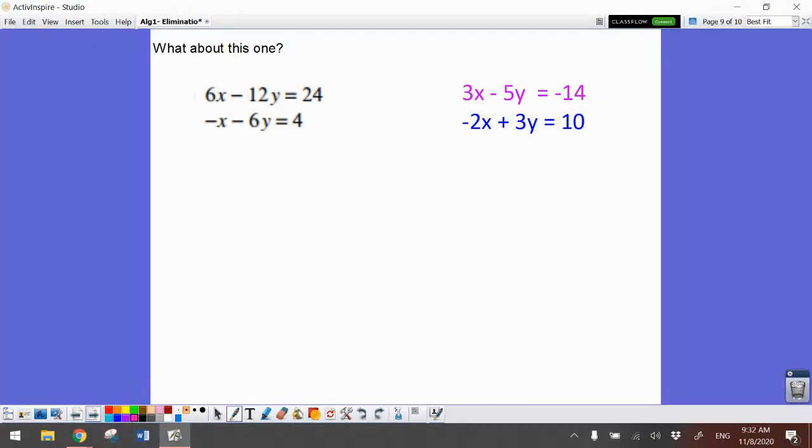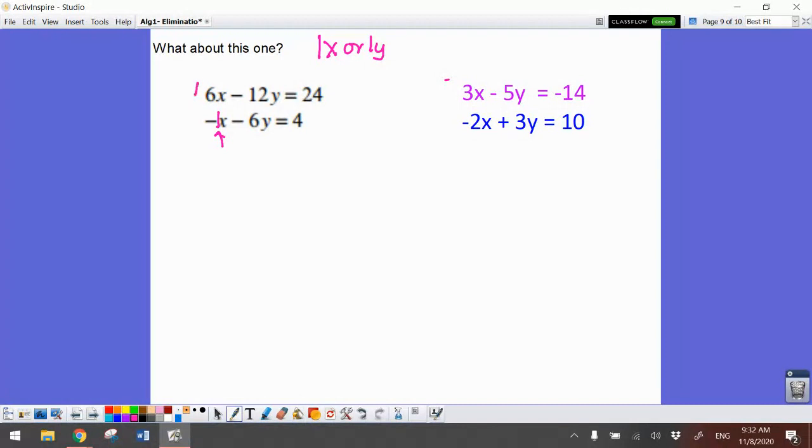So let's take a look at our numbers here. I have a 6x, a -12y, a 24, a -x, a -6y, and a 4. So the easiest thing to do is find a 1x or a 1y. That's the best thing to do, okay? And that will give me something to multiply easily to be able to create that additive inverse. And we'll talk about the second one in a minute where we actually have no 1x or 1y. So I see that here I have a -1 right there.